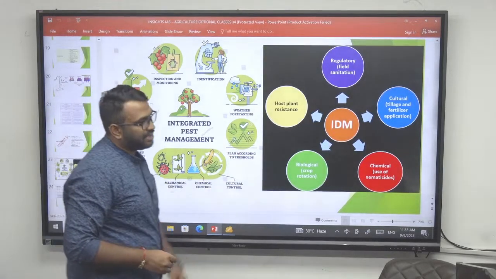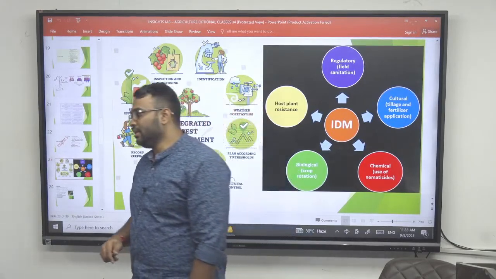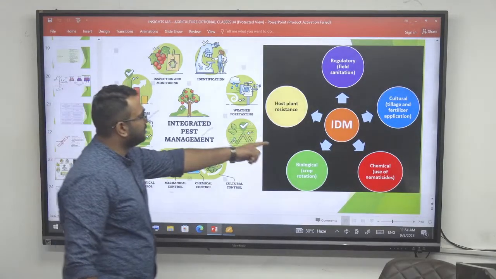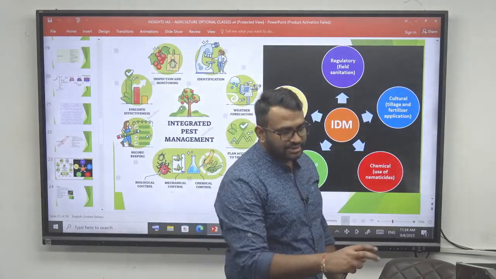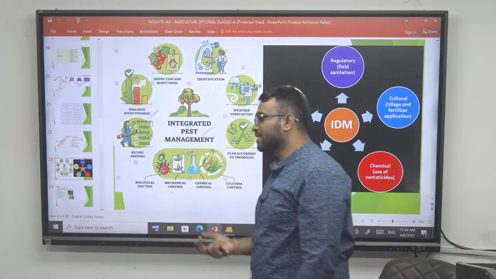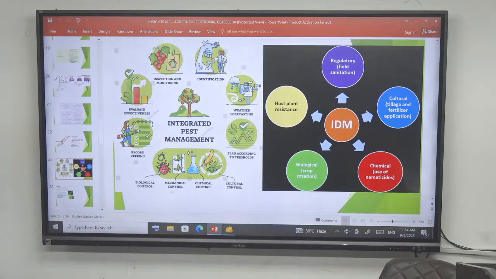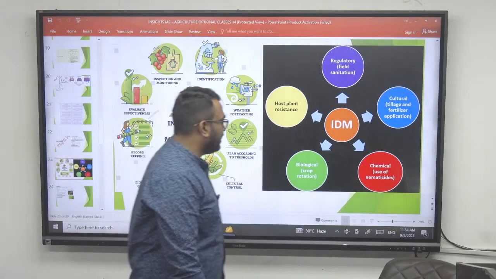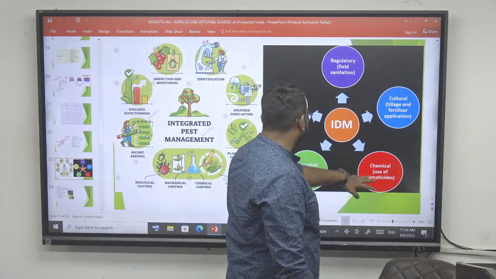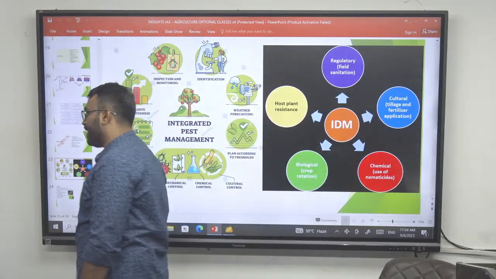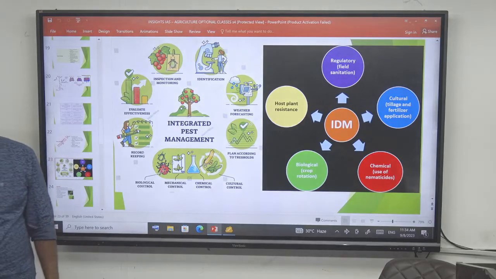So in the IDM, that is integrated disease management, the major aspect you should know is, for example, host plant resistance, that is the important source. So start from there, then field sanitization, that is removing the debris from the field, because that debris itself is one of the potential sources for the pathogen to survive, right? So remove those pathogenic survivals and then go for tillage and fertilizer application. There itself we can manage most of the things. And in the last case, we can go for chemical and biological methods for management of pests and diseases. Clear?